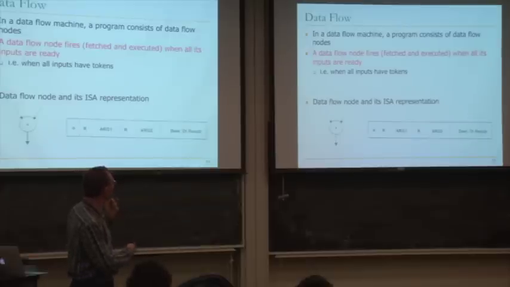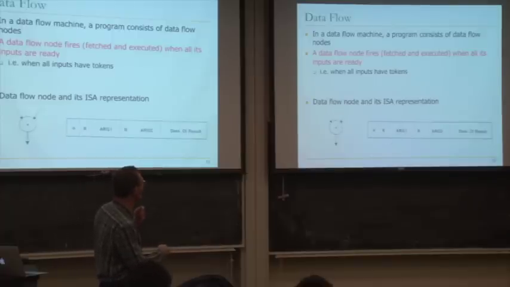So one example of a data flow node is this multiplication node. And you can represent this instruction like this. This is the opcode. This is argument 1, argument 2, and whether the tokens are present on the left argument and the right argument. And this is the destination node where the result should go to.